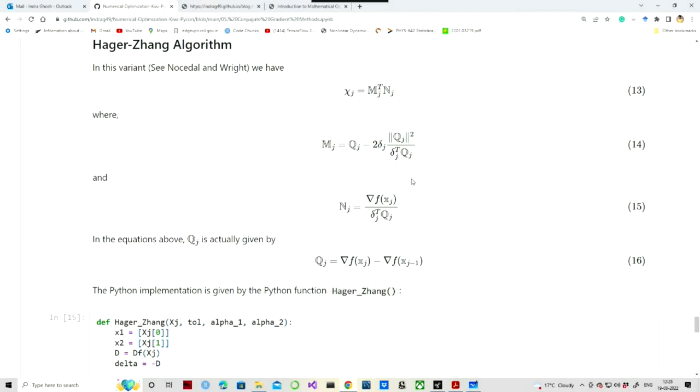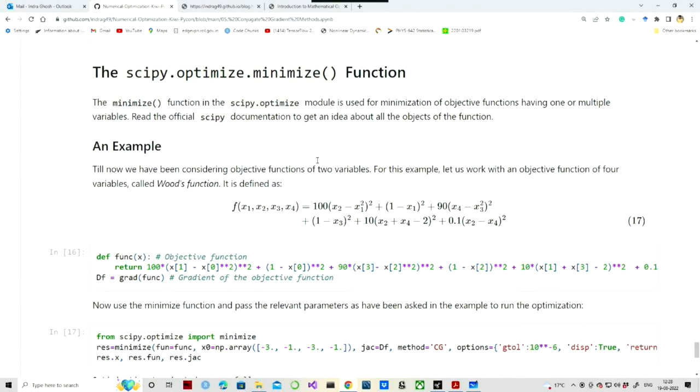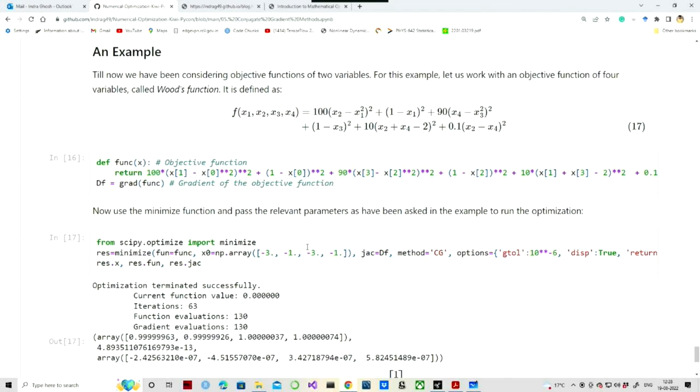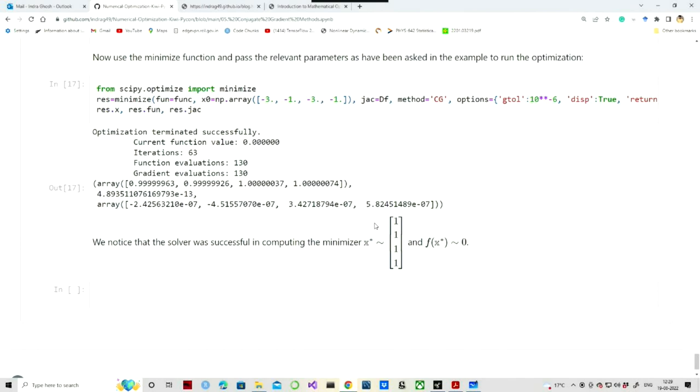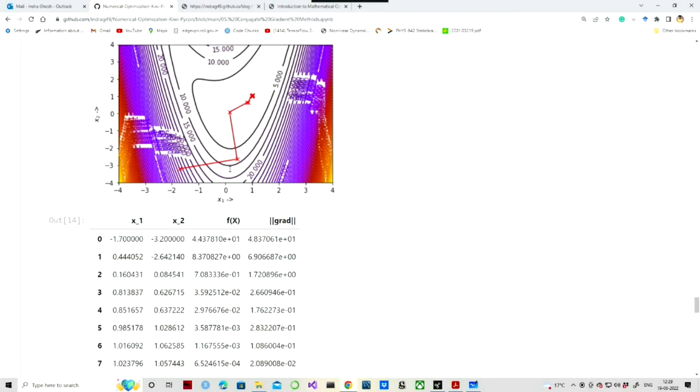This is an important function: scipy.optimize.minimize. I think by inbuilt mechanism it has the Polak-Ribière algorithm implemented in it. So you can use this function too, and you will see that it also ends up with the same results. But here I have used a different function, which is the Woods function, and it works pretty fast actually. So you can use this also. If you check the previous function, I'm pretty sure it will end up with 1,1. So yeah, the last slide.